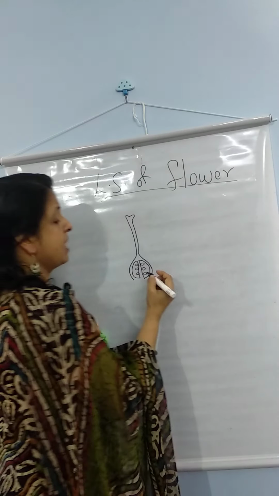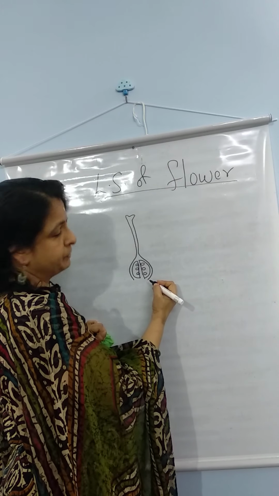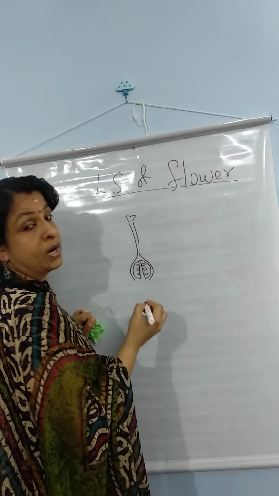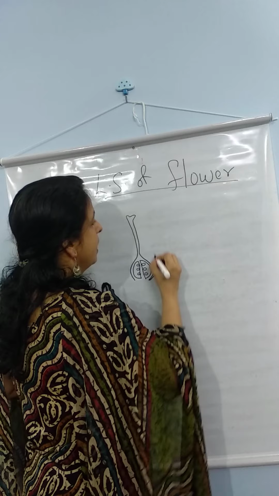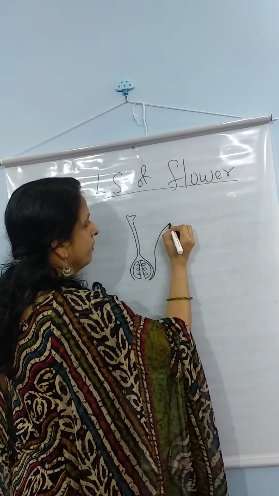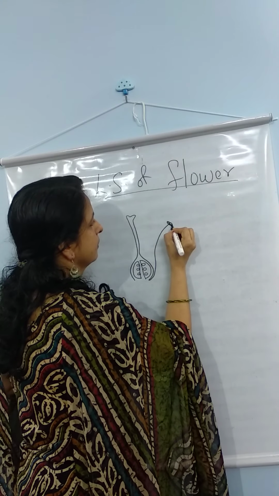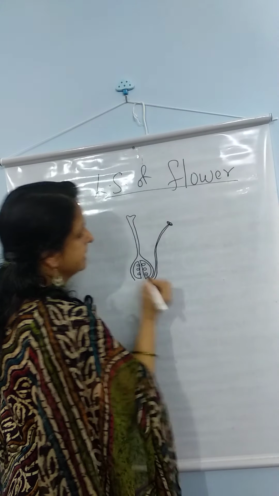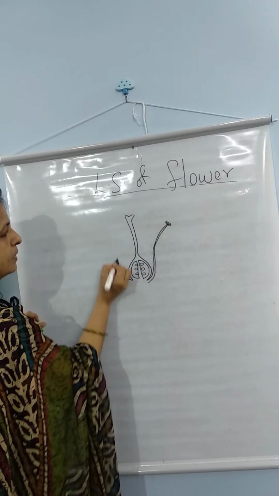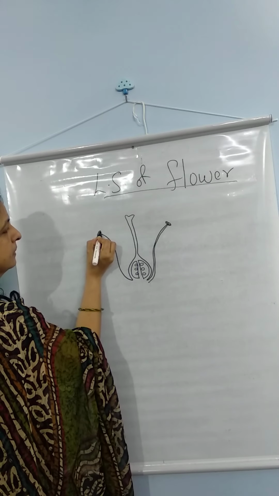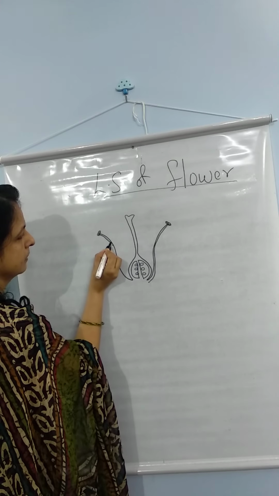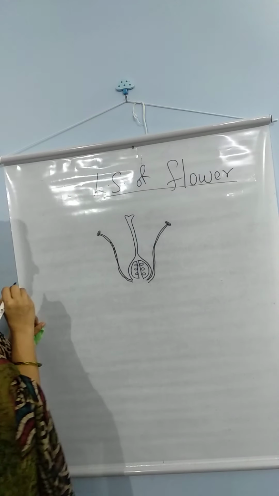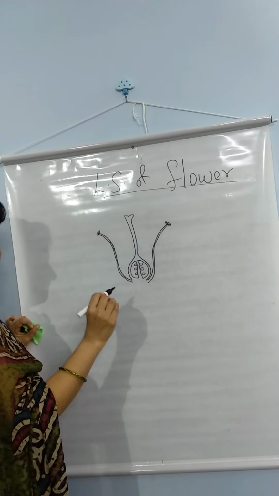Now next we are going to draw the male part of the flower. The male part is collectively called androecium, and each member is called a stamen. So I am going to draw a stamen here. See how I will draw. See the line coming like this. This side also I am drawing one. Like this. So the female part and the male part we have drawn.